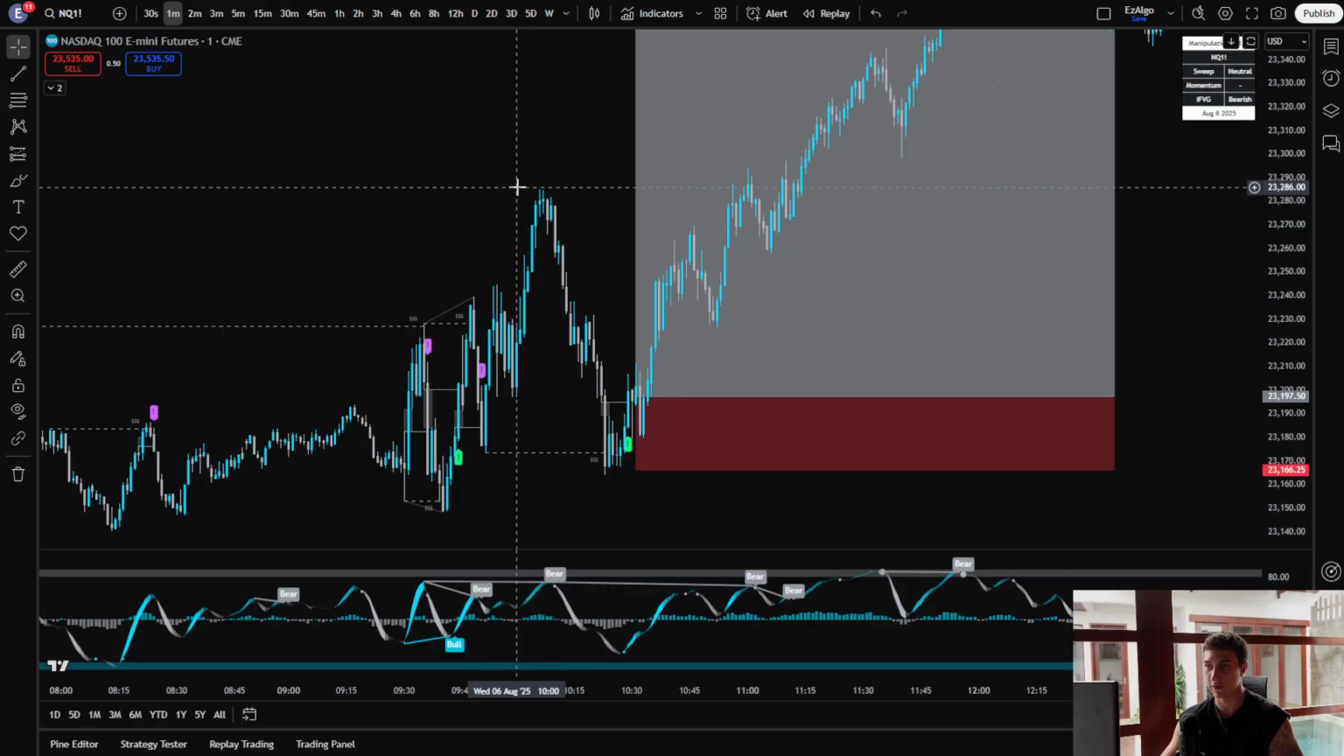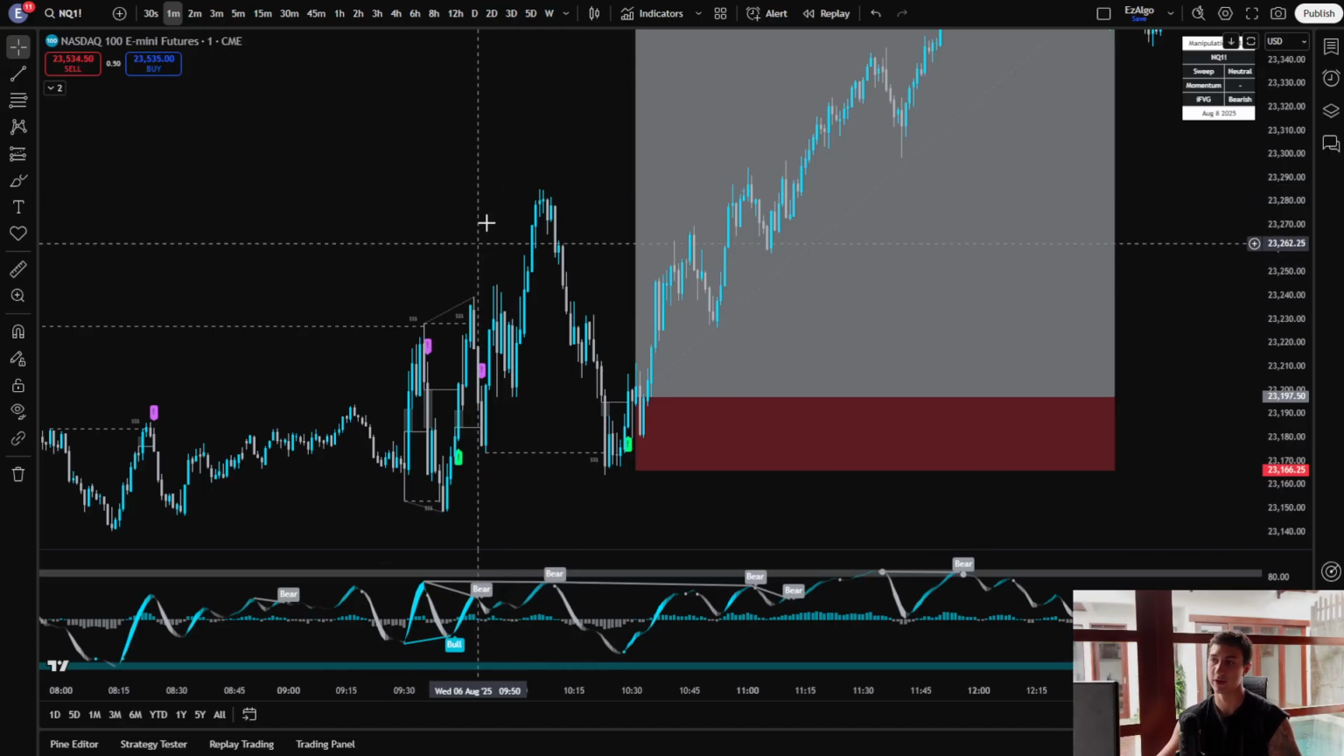I don't think anyone held the full TP, but even to this high right here was around a 1 to 3 risk to reward. So beautiful trade there on NASDAQ. Keeping things simple. This one wasn't too crazy, just using the manipulation algo to catch this one.